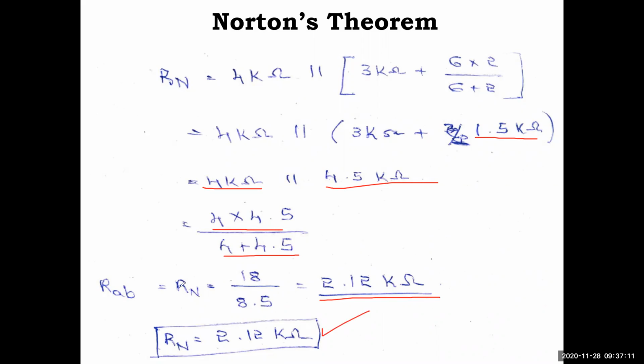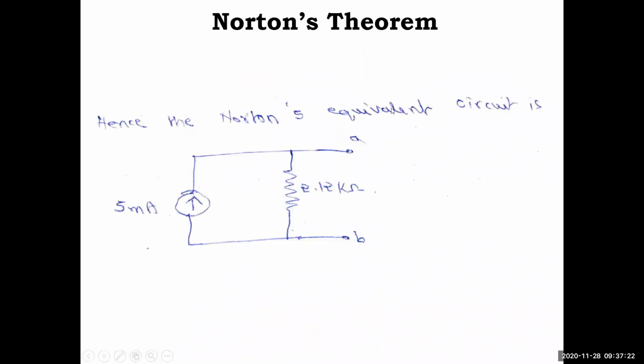So finally you got the Rn and ISC value. Now draw the Norton's equivalent circuit for the given circuit. So this is the Norton's equivalent circuit. The current you got as 5 milliamps is in parallel with Rn, which is 2.12 kilo ohm. In Thevenin's, the voltage source was in series with resistance; in Norton's, the current source is in parallel. So little computation was complex here. Other than that, everything is simple, right?